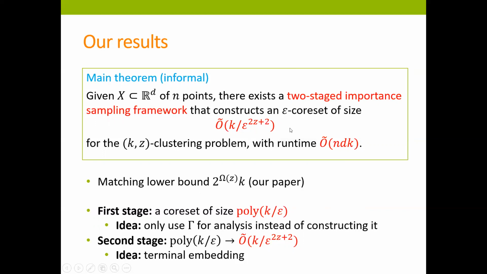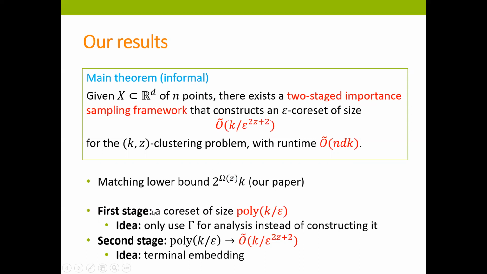And note that for k-median, z equal to 1, this size is exactly Õ(k/ε^4), which matches the size of Sohler and Woodruff mentioned before. And we also provide a lower bound for the coreset size, say 2^Ω(z) times k. This indicates that we cannot get rid of the linear dependence of k and the exponential dependence of z.